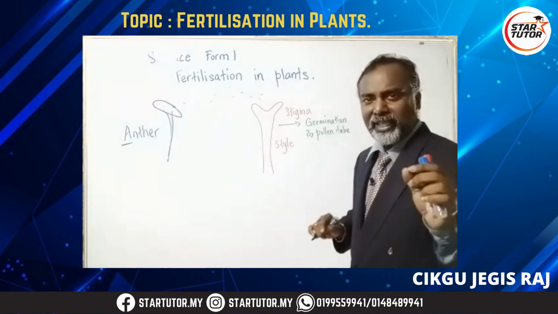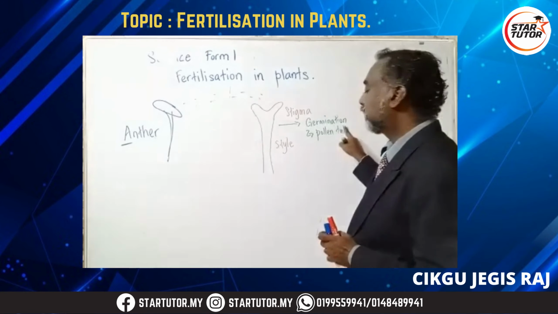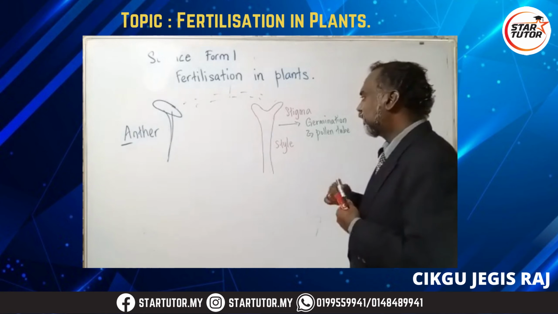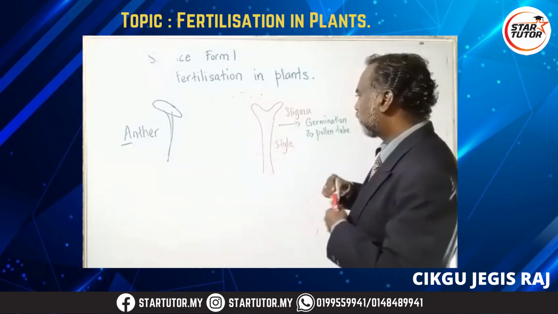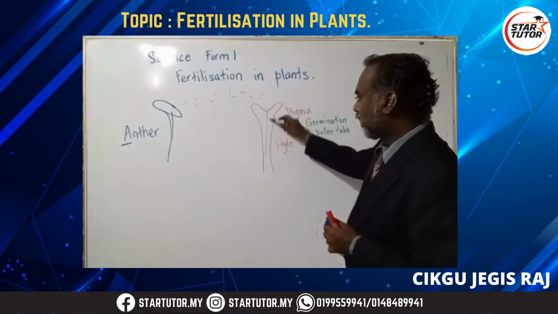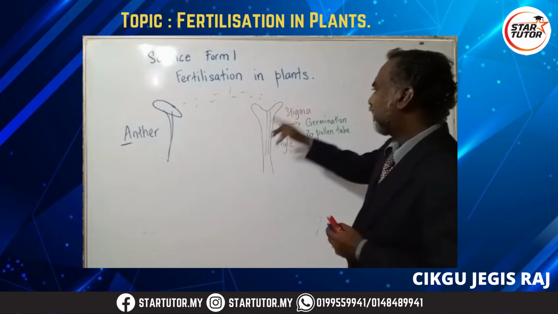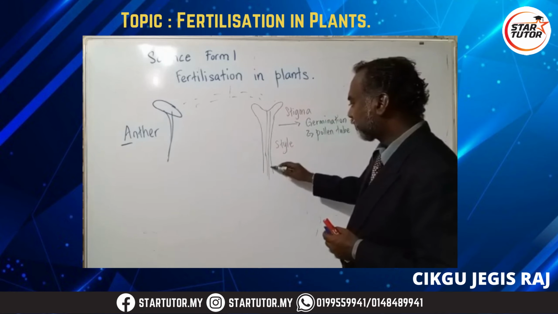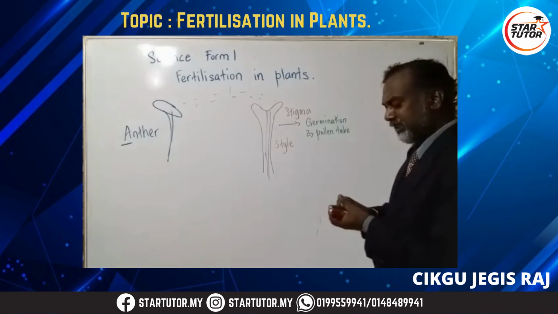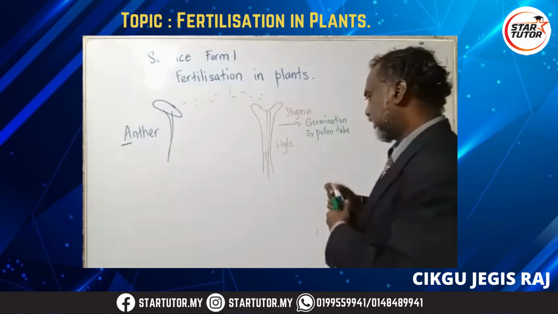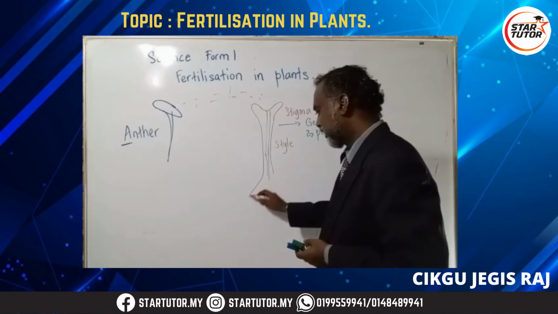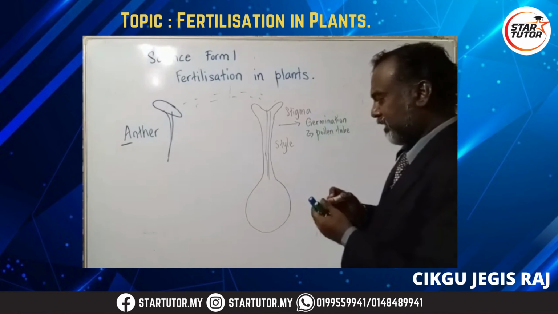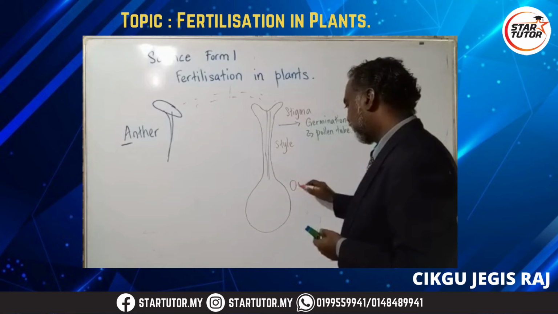The male gamete will be in the pollen tube, right? So now the male gamete through the pollen tube moves inside. From anther to stigma, through the style, moves inside and reaches the ovary. Reaches the ovary.